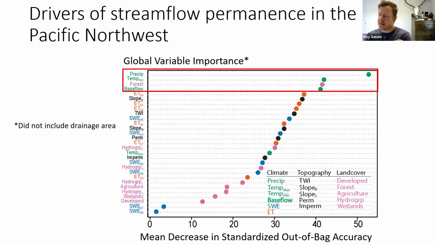And what we found in the Pacific Northwest was that precipitation was the most important variable, with temperature coming in second, and forest cover and base flow rounding out the top four.